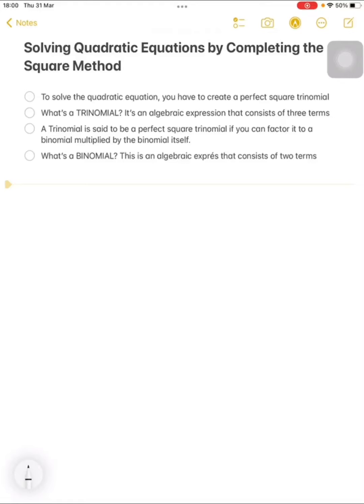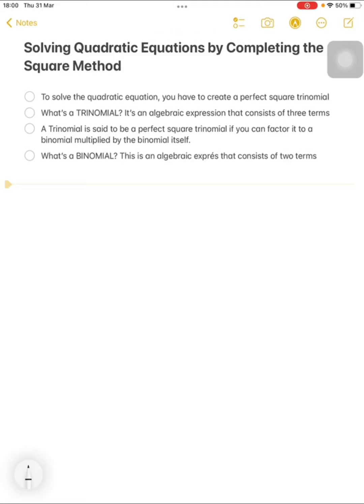Today let's talk about solving quadratic equations, and especially by the use of the completing the square method. And I would like to put across the following statements regarding the same. Number one, for you to solve a quadratic equation by the use of completing the square method, you will have to create a perfect square trinomial.